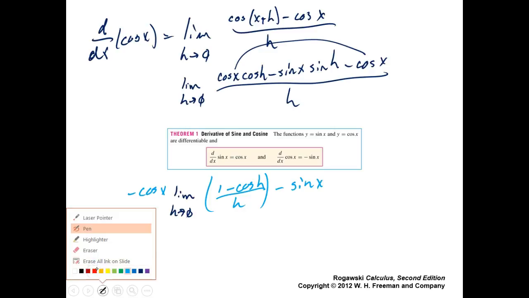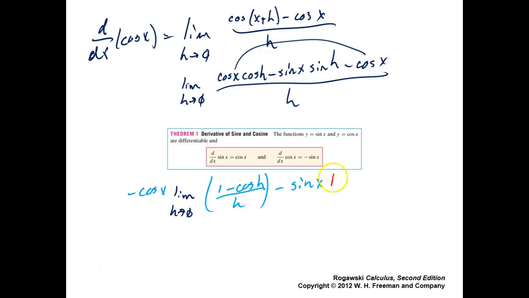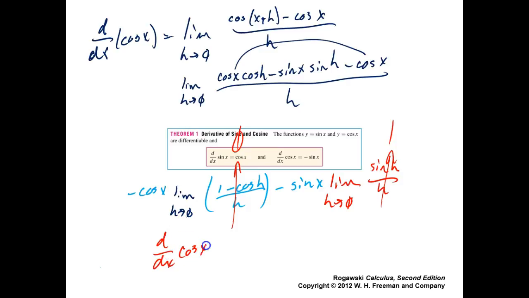It didn't take. Still not take. There it goes. Sine x times the limit as h approaches 0 of sine h over h. And this goes to 0, this goes to 1. And so the derivative of cosine x is equal to minus sine x. Done. You don't ever have to do it again. You got it. Derivative of cosine is negative sine, derivative of sine is positive cosine.